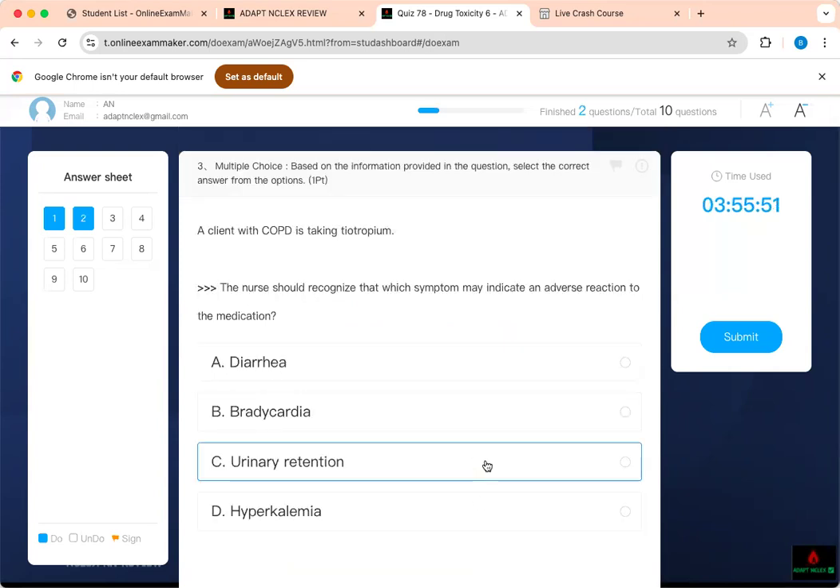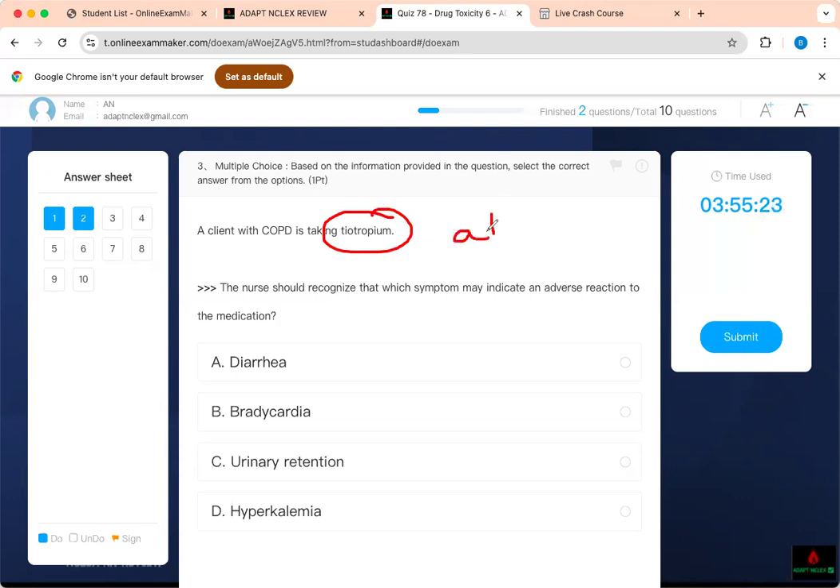Then you should recognize which symptoms may indicate an adverse reaction to the medication. That means adverse reaction to the medication. A client with COPD is taking tiotropium. That's the key strategy: figure out what the medication is. NCLEX questions are straightforward, but you have to make it easy also. Tiotropium, it sounds like atropine, right? Tiotropium sounds like that, right? It's an anticholinergic medication.